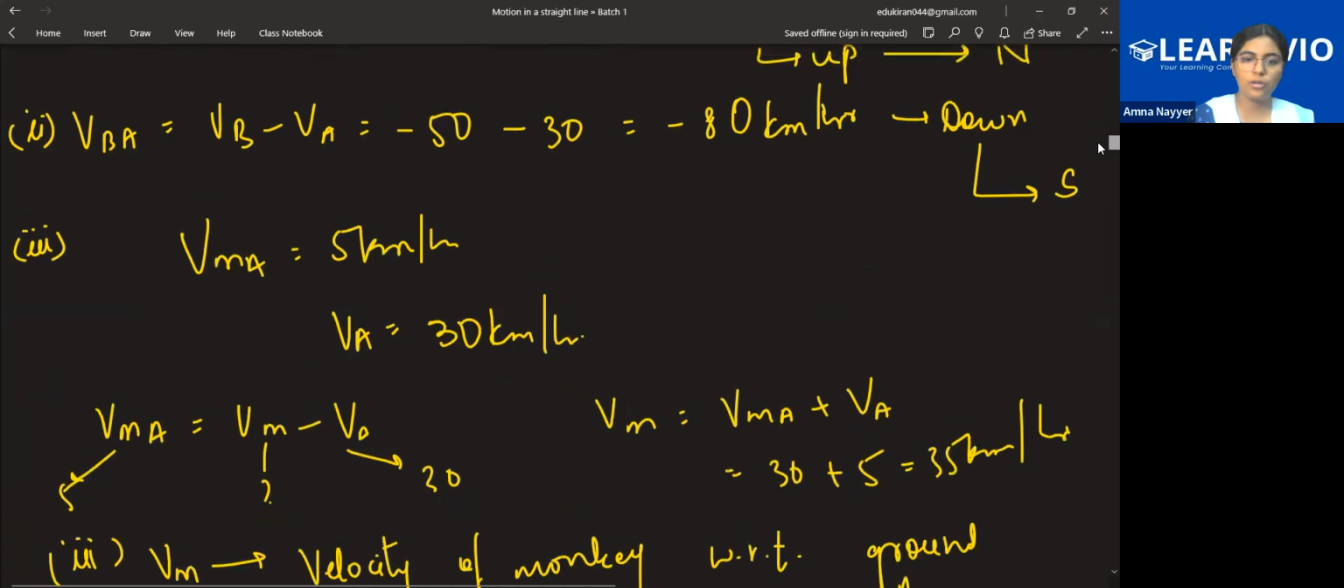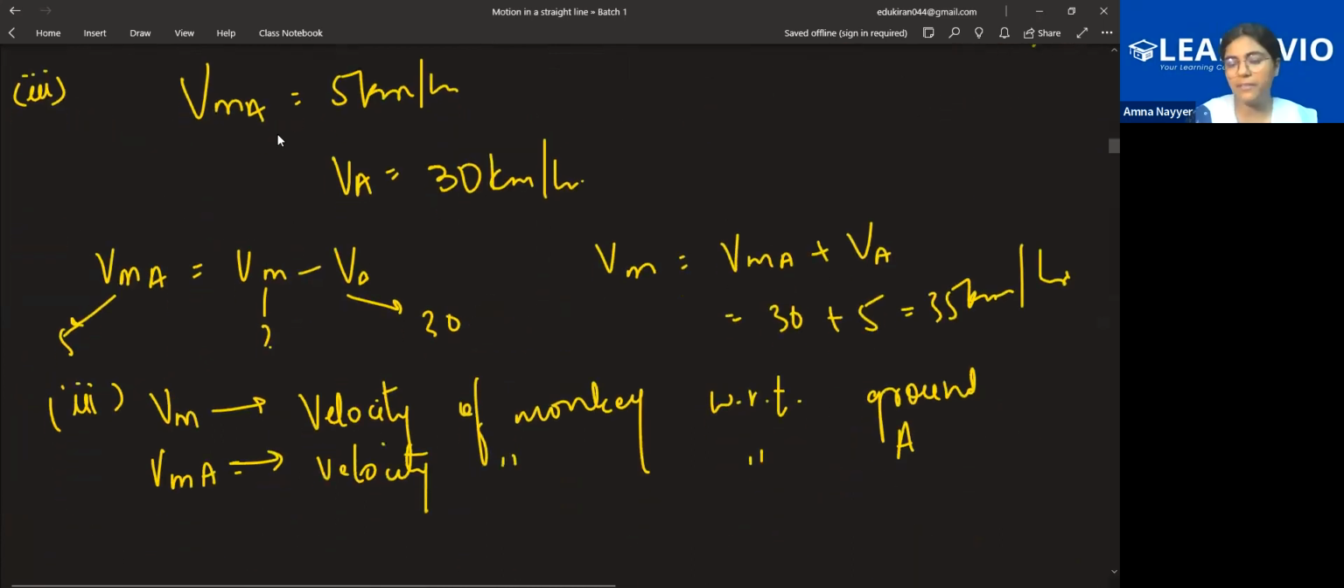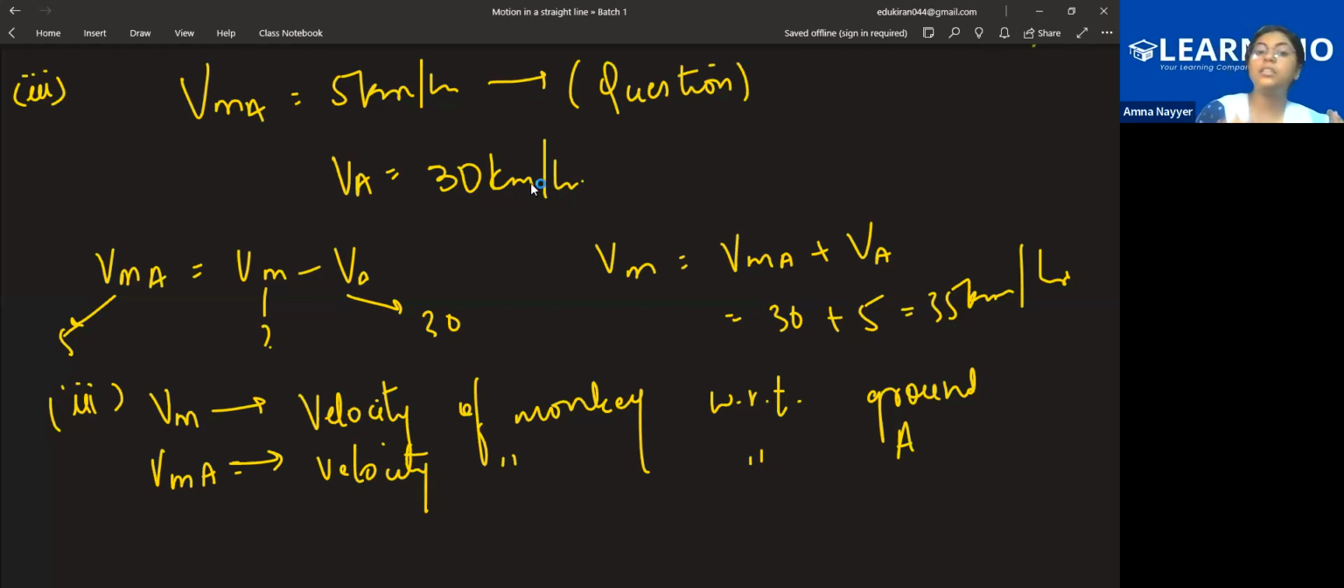So look, when we are talking about VMA, this is 5 kilometers per hour. VA is 30 kilometers per hour. What is VMA? Velocity of monkey with respect to A. How can we say this? This is given in the question itself. What is VA? Velocity of the train A. That is also mentioned in the figure, right? That is 30 kilometers per hour. So VMA is 5 kilometers per hour. VA is 30 kilometers per hour.